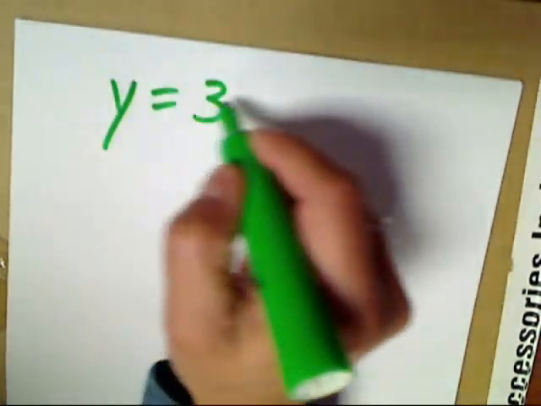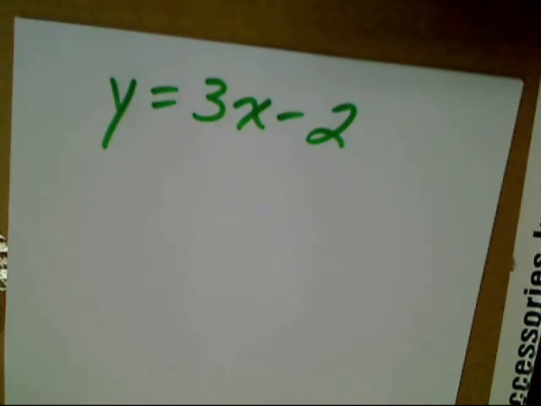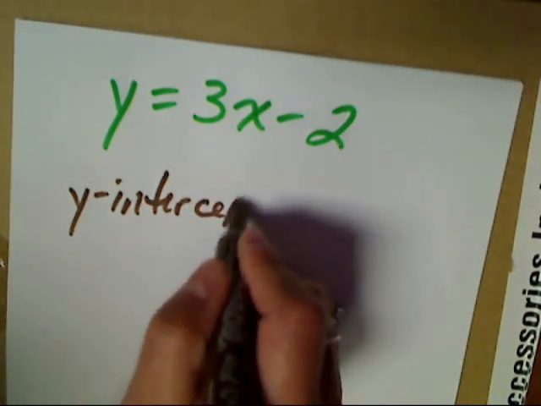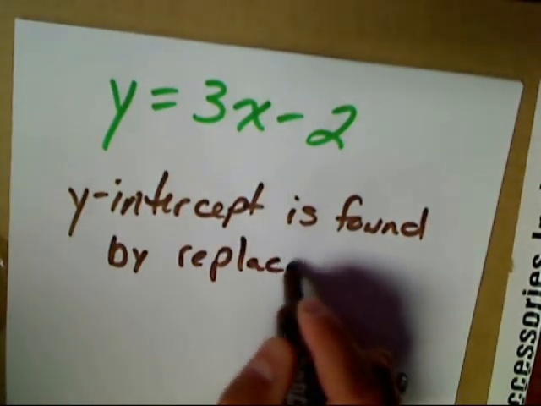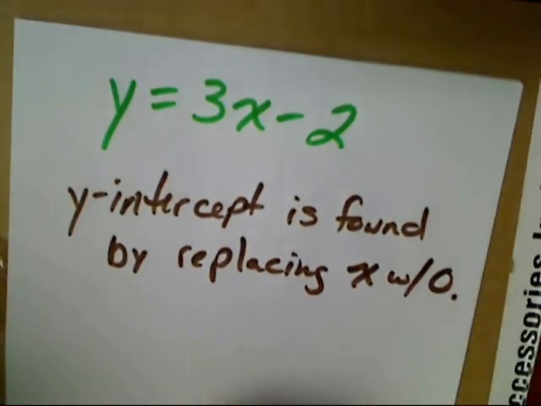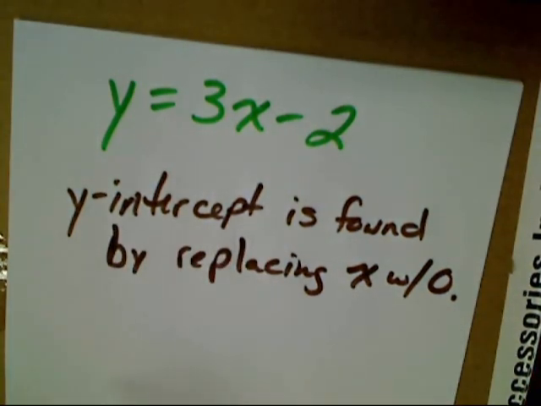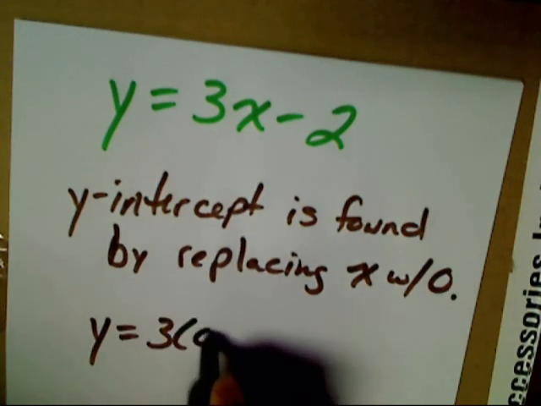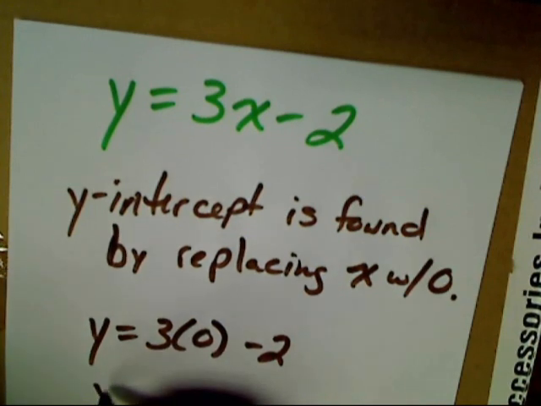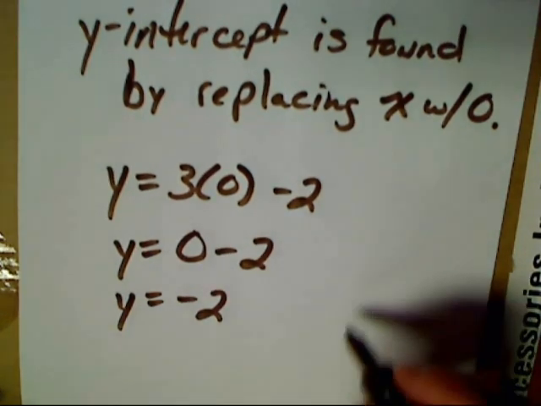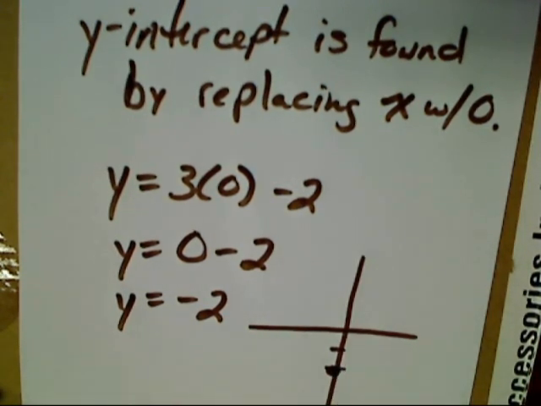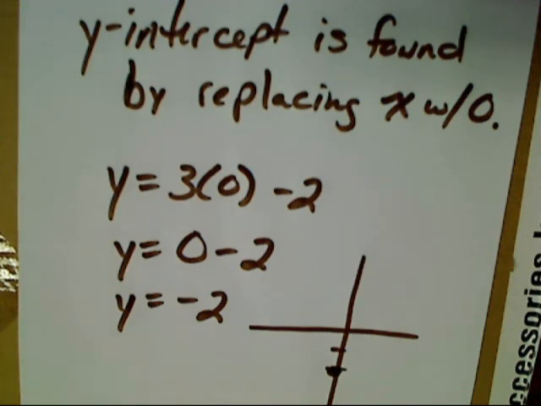Well, let's go back one more time to y equals 3x minus 2. So we just said that a y-intercept is found by replacing x with 0, and then you solve for y. So if we do that, we have y is equal to 3 times 0 minus 2. 3 times 0 is 0. 0 minus 2 just ends up being negative 2. So where our graph crosses the y-axis is at negative 2, right down here. That's always a point that's plotted up or down, never left or right.